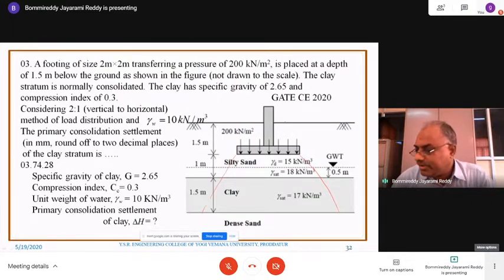In this particular diagram, observe the various other parameters. Load is 200 kilonewton per square meter. First, silty sand is available. Groundwater table is 0.5 meter above the clay, with saturated density 18, dry density 15, clay saturated density 17, and clay thickness 1.5. So here the question is, what is delta H?